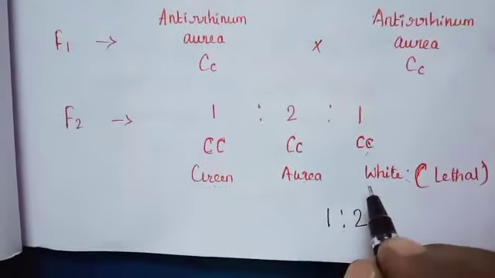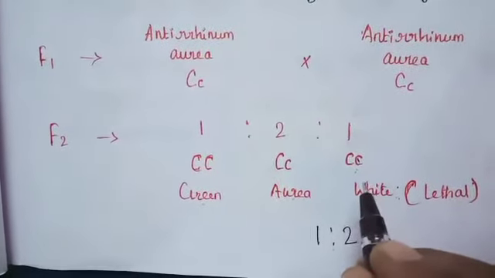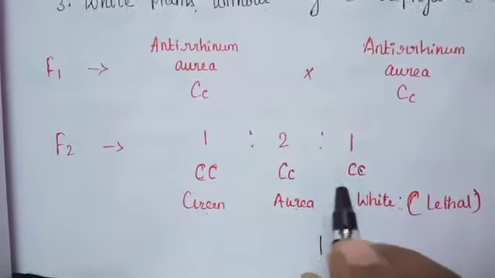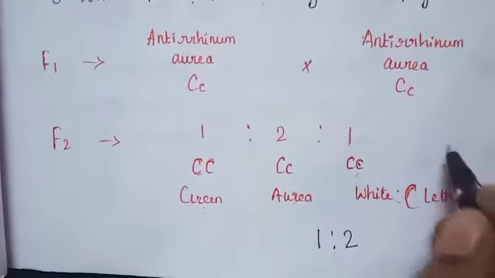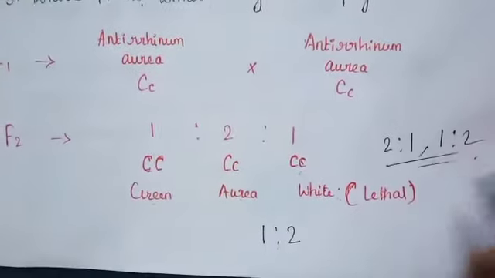So the fully dominant or fully recessive lethal allele kills the carrier individual only in the homozygous condition. So the F2 genotype ratio will be 2:1 or 1:2. This is the ratio. Okay.